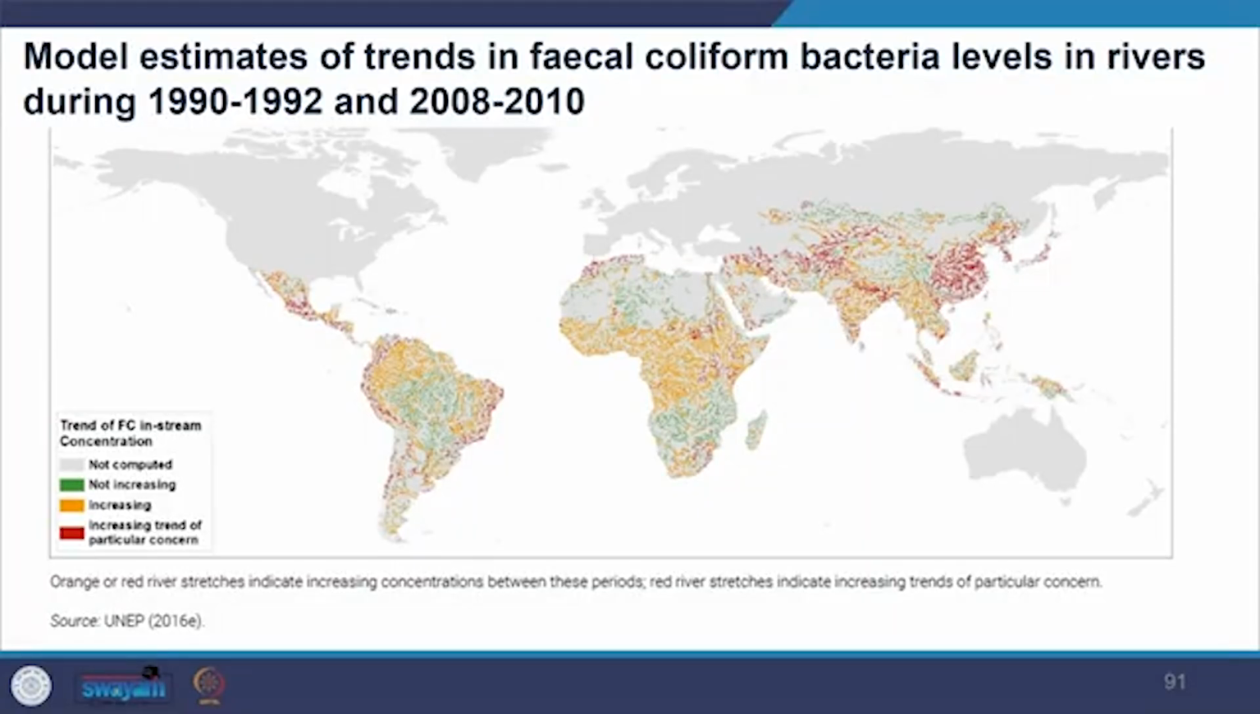In the image here you can see the model estimates of trends in fecal coliform bacteria levels in rivers. These are a group of bacteria that are passed through the fecal excrements of humans, livestock and wildlife. And you can see the difference in 1990-92 to 2008-10. Look at the red color, so you can see how the spread of this is.